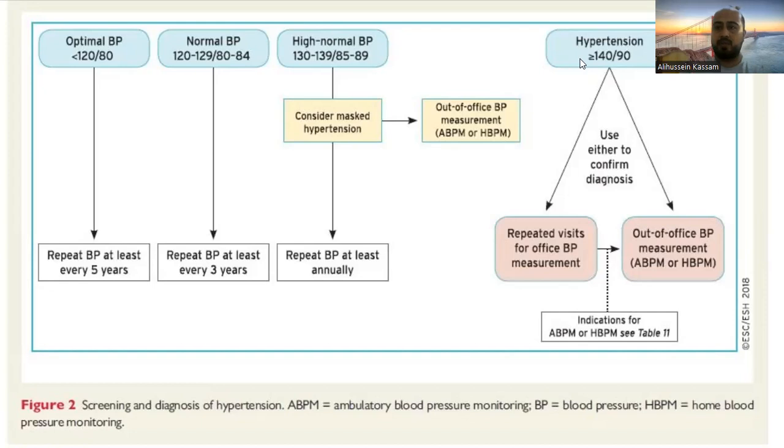If you have someone who has hypertension of 140 millimeters of mercury systolic and 90 diastolic, then you're advised to do repeated visits for office measurements, or you can have an out-of-office BP measurement by ambulatory BP measurements.